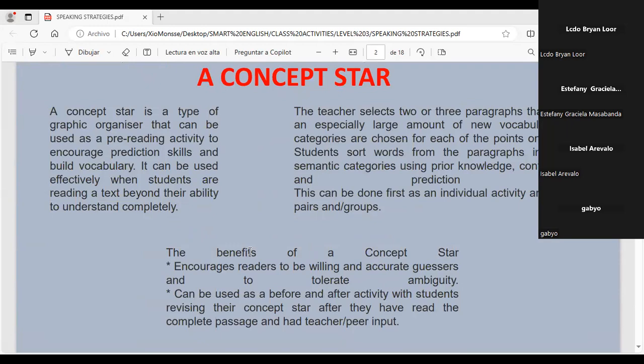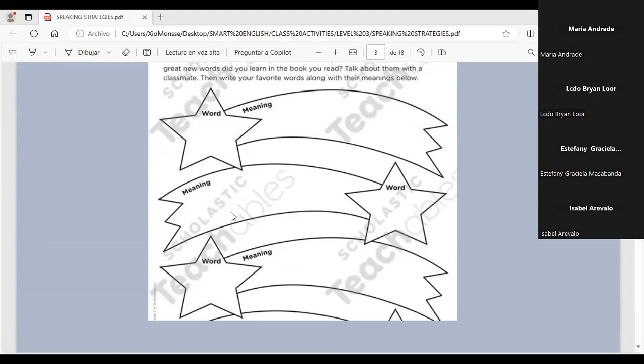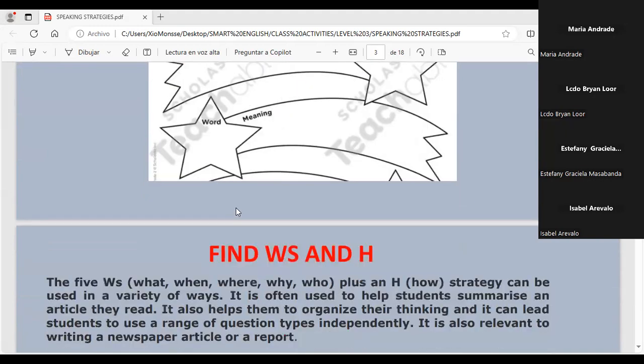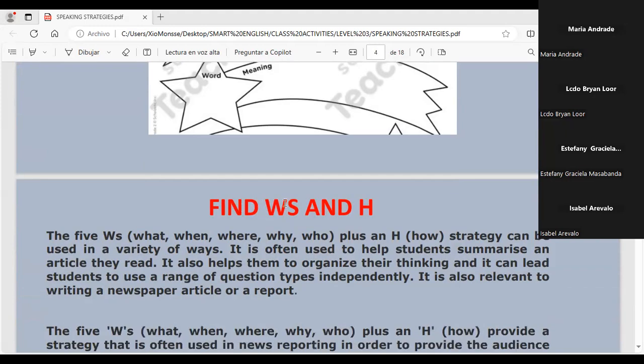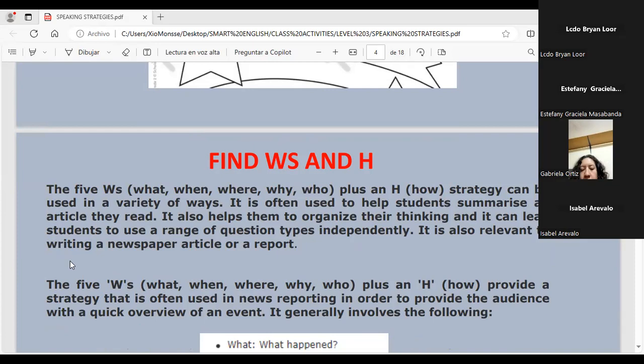Yes. Okay, so you can do it in different ways. You can have them separate the words and write the meaning of the word. So here you have: find the Ws and H. So could you please, Brian, read this activity? Yeah, find the Ws and H.